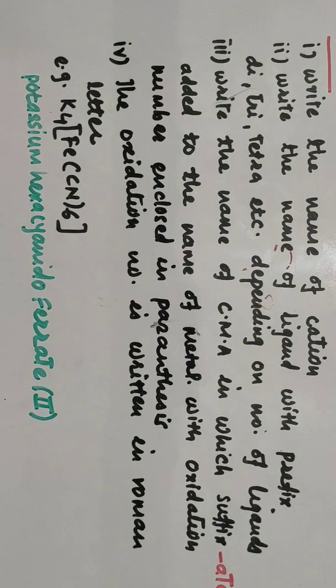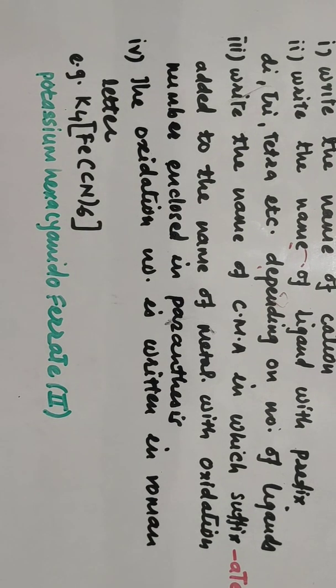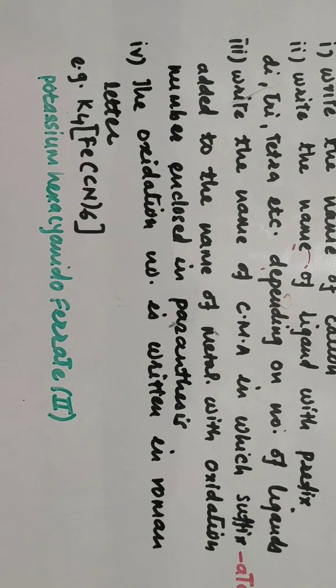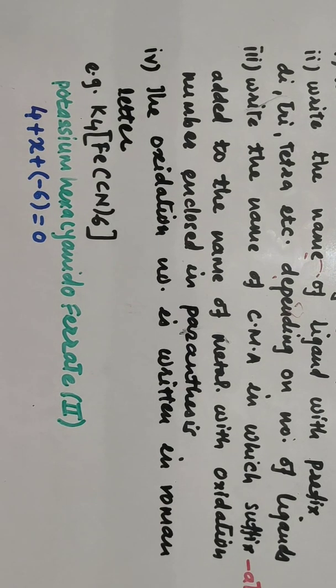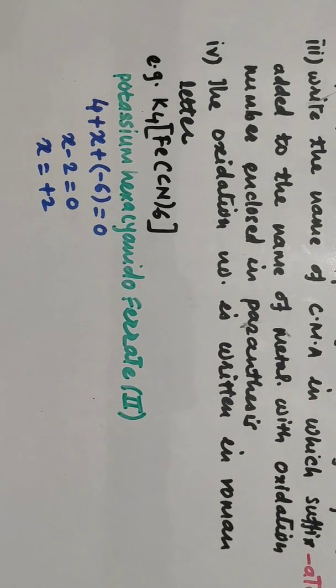Once again I am reminding, let us see how to find out the oxidation state. We have seen it already, but for your convenience I will show it again. For potassium it is K+, so +1, 4 potassium ions are there, so it is +4. For Fe suppose it is X, then for cyanide it is -1, 6 cyanide ions are there, so it is -6, and that is equal to 0. So overall it is X minus 2 is equal to 0, and so X equals +2. This is the oxidation state of Fe.